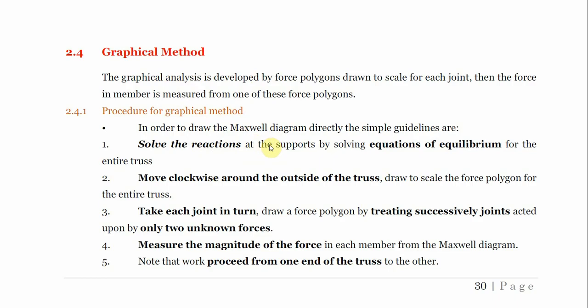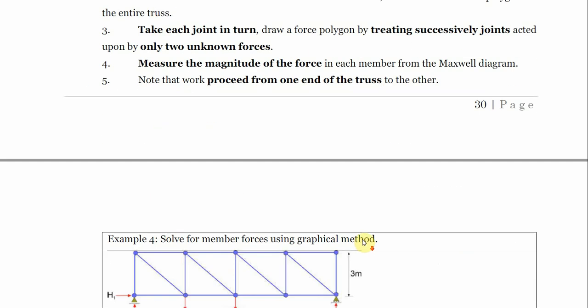We first solve for the reaction at the support using equation of equilibrium, then moving clockwise around the outside of the truss, we draw to scale the first polygon for the entire truss. Then we take each joint in turn. We draw the polygon by treating successive joints acted upon by only two unknown forces. Now, we measure the magnitude of the force in each member from the Maxwell diagram. Then we note that work proceeds from one end of the truss to the other end.